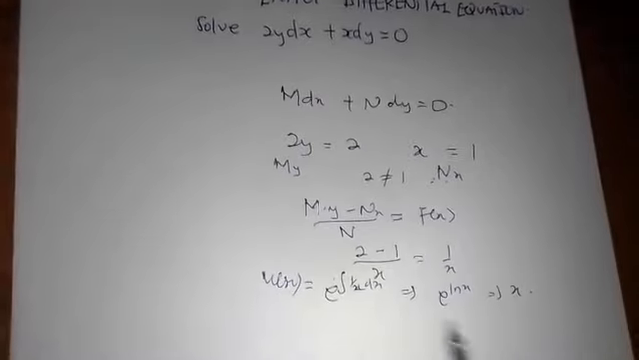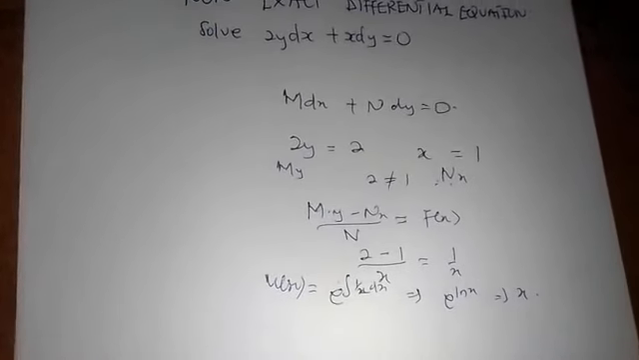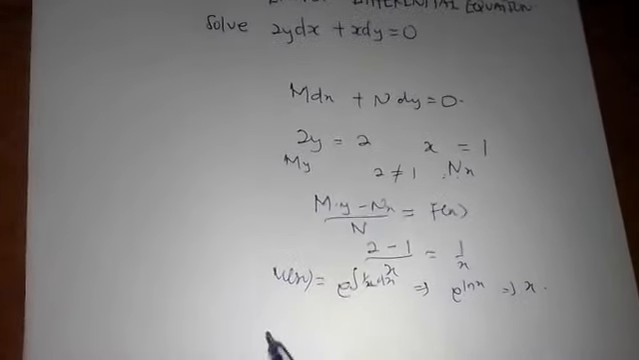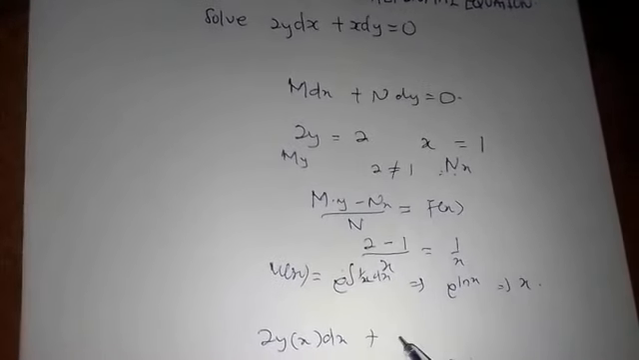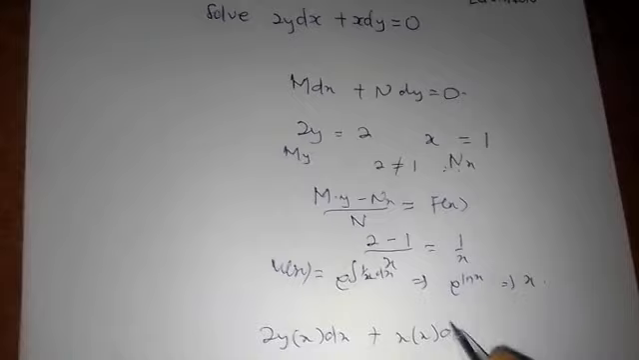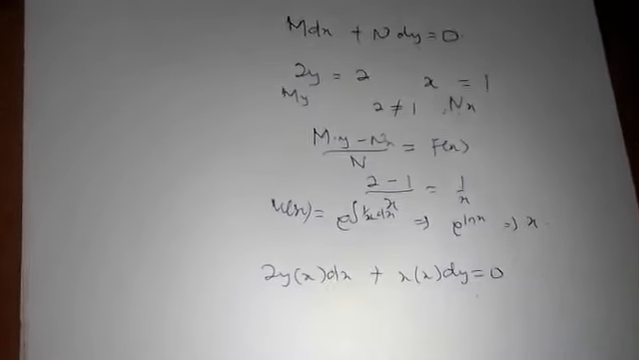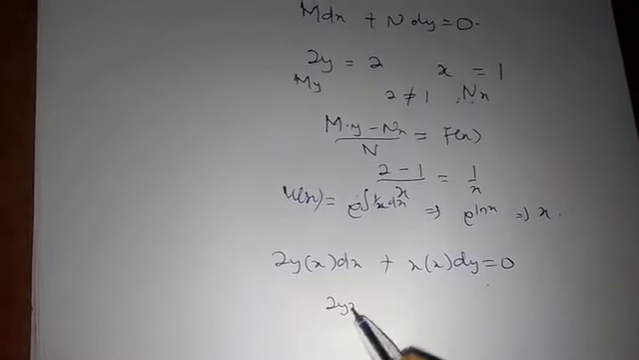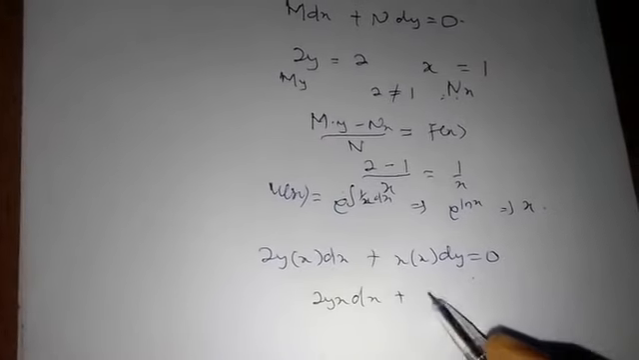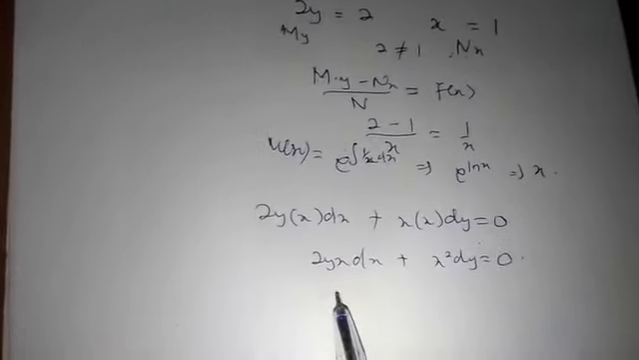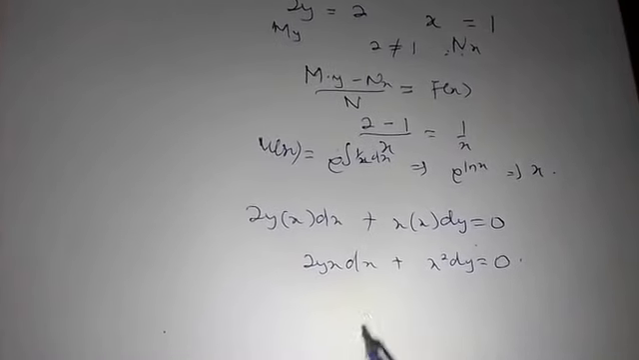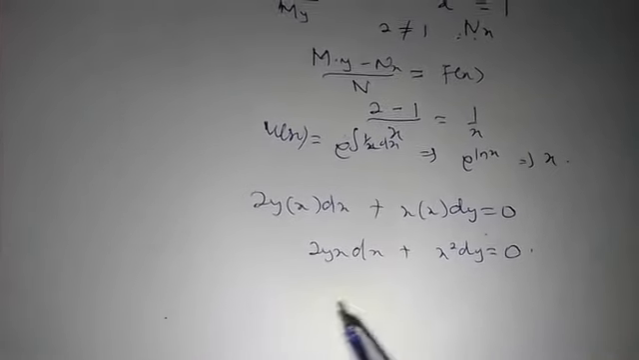So our integrating factor is now x, and what you are going to do is multiply through by x. So 2y multiplied by x dx plus x multiplied by x dy is equal to 0. We move ahead to write 2yx dx plus x squared dy equals 0. Now this has been simplified to a form to which you can apply the exact method.